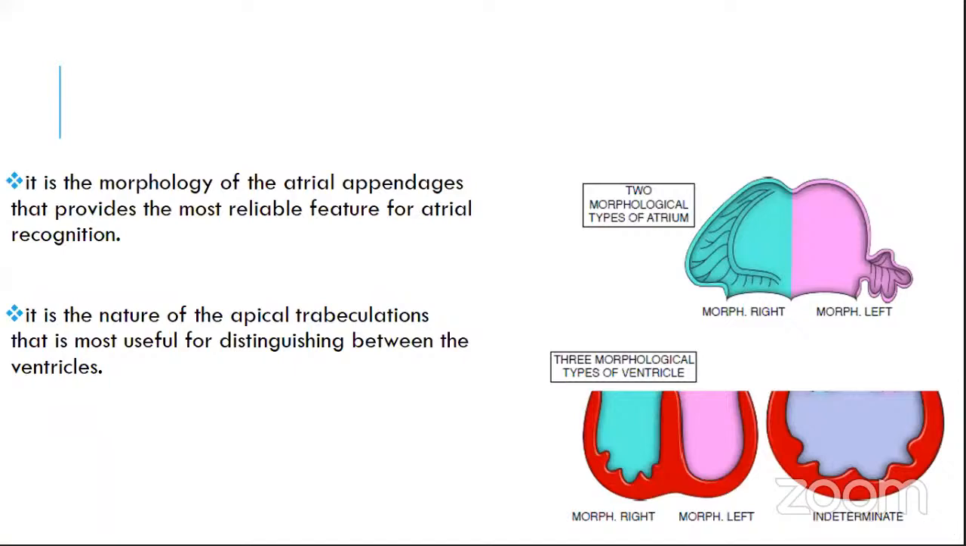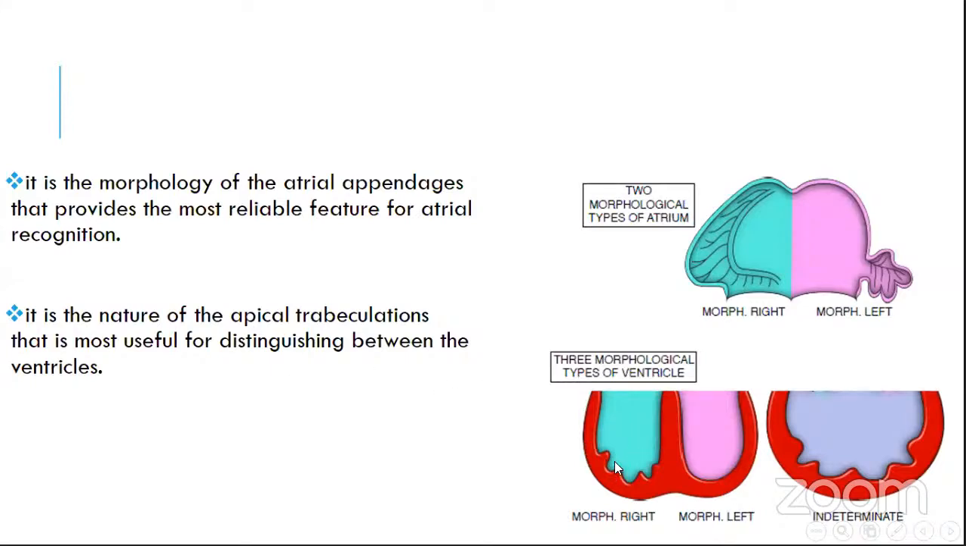For the atrium arrangement, we have two morphological types, morphological right and left. So it is the morphology of the atrial appendage that provides the most reliable feature for atrial recognition. Usually the morphological right type is triangular, and the left side appendage is tubular. For the ventricle, it's the nature of the apical trabeculation that is most useful for distinguishing between the ventricles.